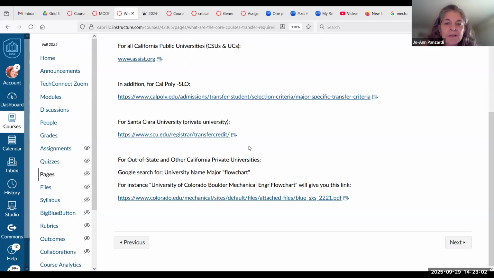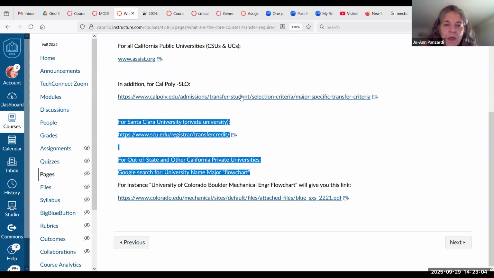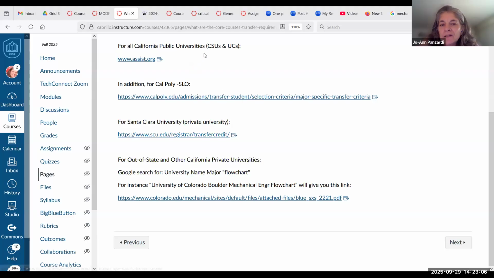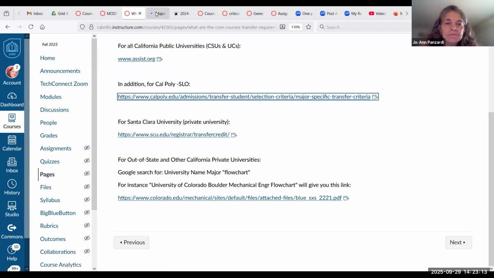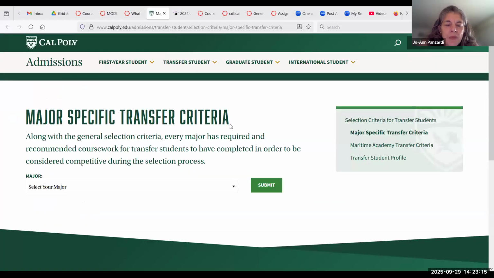Okay, now let me go on to Cal Poly. Cal Poly, yes, it's a CSU. I could use Assist if I want. However, let's go to this page as well. So Cal Poly has something called major specific transfer criteria. There are community colleges that don't teach all the engineering courses. So Cal Poly wants to still encourage them to apply.